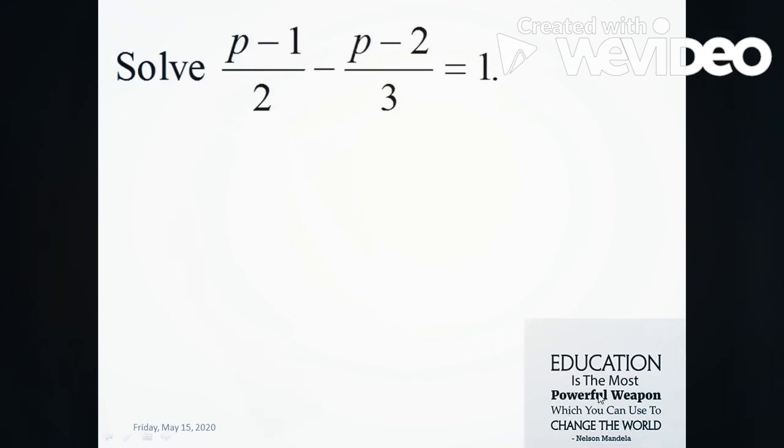Oh, very powerful statement here. It says education is the most powerful weapon which you can use to change the world. So the late great Nelson Mandela said that. What do you think?